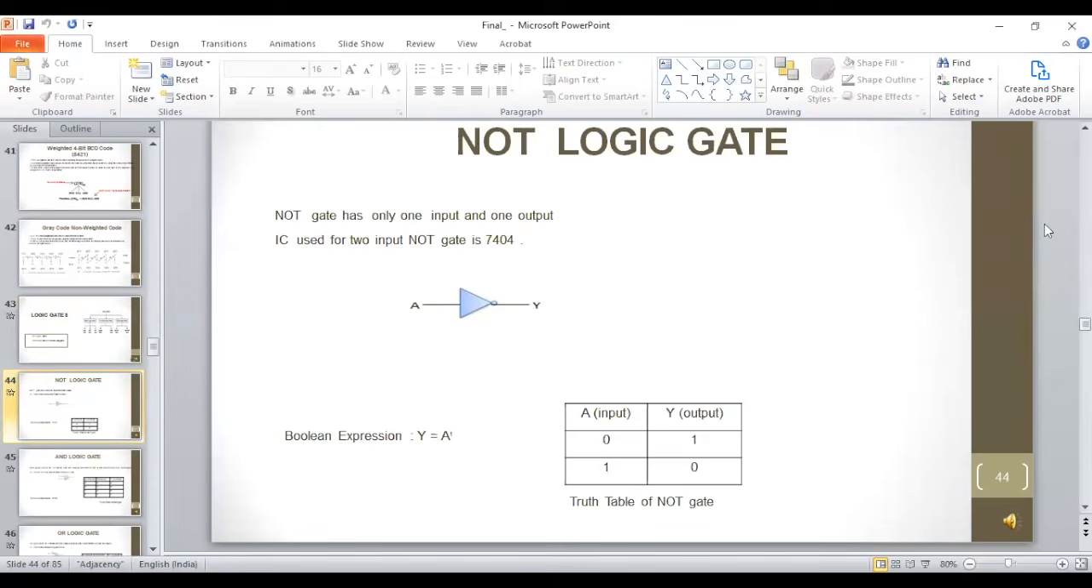In the NOT logic gate, you can see when you're giving an input of A, you are getting an output of Y, and inversion is possible. So it's just a buffer, okay, with input and output having a relationship opposite to each other.